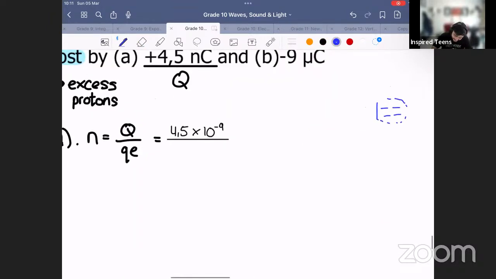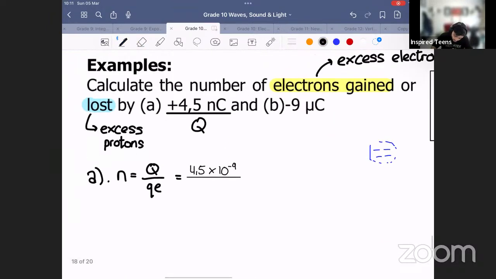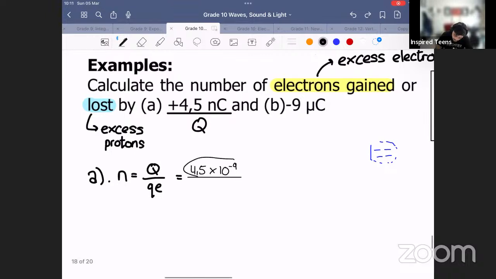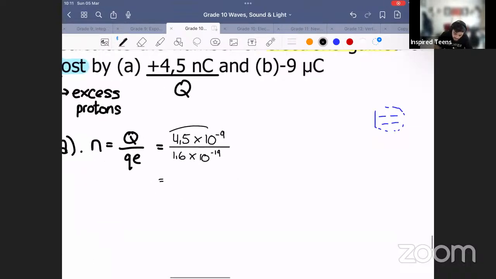So yes, in that case, we understand that because this is positive, it actually lost electrons. Remember I said that when the charge is positive, you will substitute a positive QE. So I'm going to substitute positive 1,6 times 10 to the negative 19. You'll see in your formula sheet it's negative, but when the charge is positive, substitute a positive, and that gives you an answer of 2,81 times 10 to the 10 electrons lost.